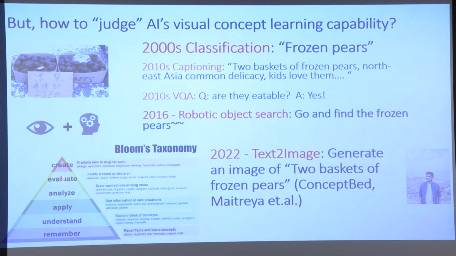But if we're looking at the hierarchy or the history of computer vision, we are climbing this cognitive learning theory of Bloom's taxonomy, right? Starting from remember, then goes higher to understand, then try to apply those learned concepts, and then try to analyze to answer visual questions, and try to evaluate. And right now, we're at the create level, right? If you want to test whether the agent is truly able to understand the concept, the agent should be able to create, generate images about these concepts.